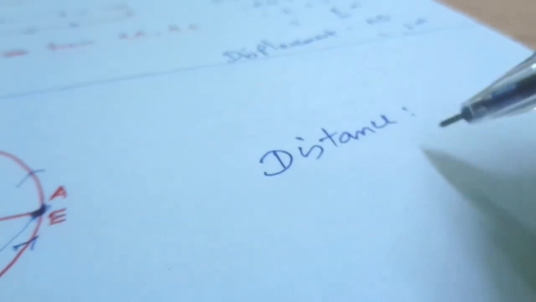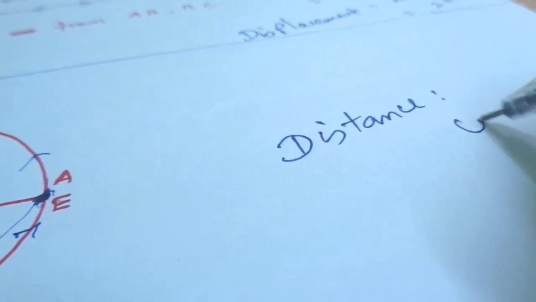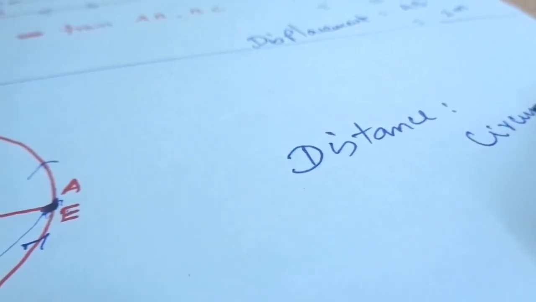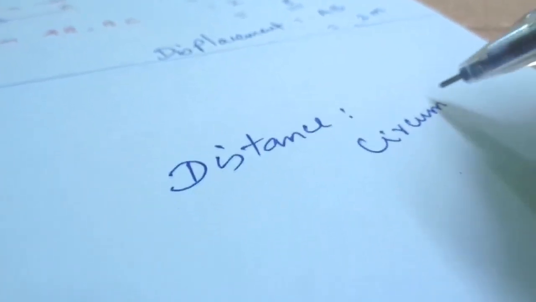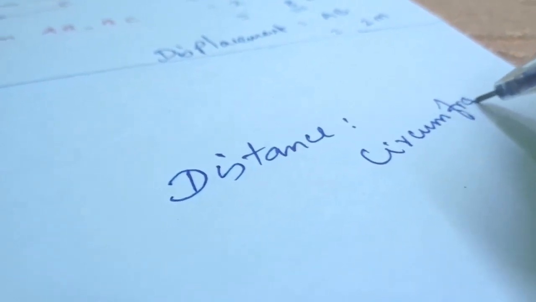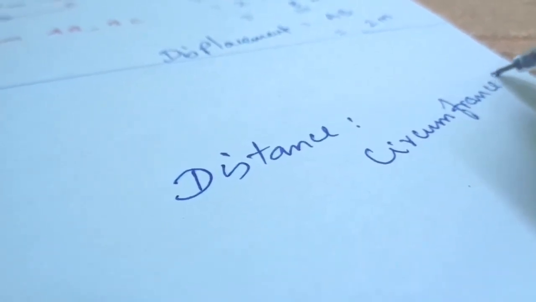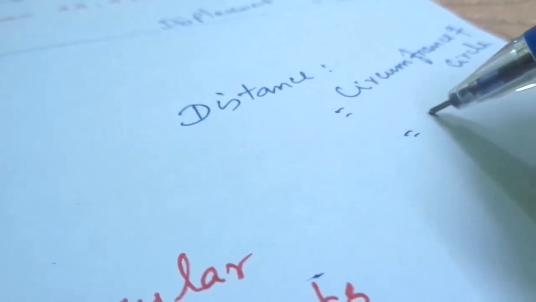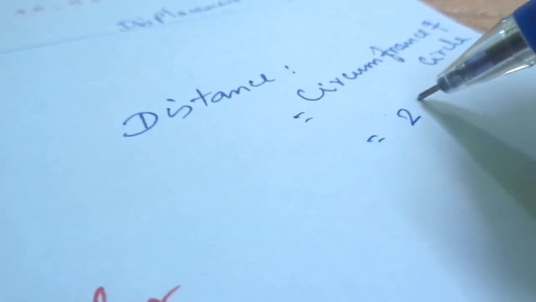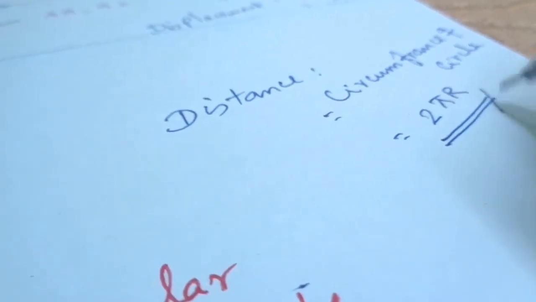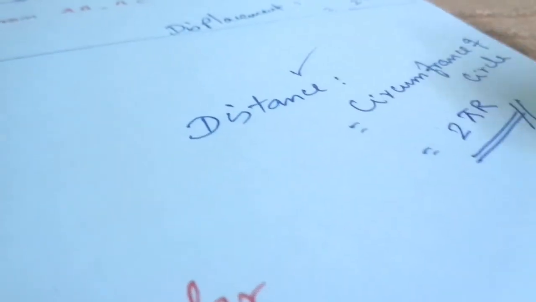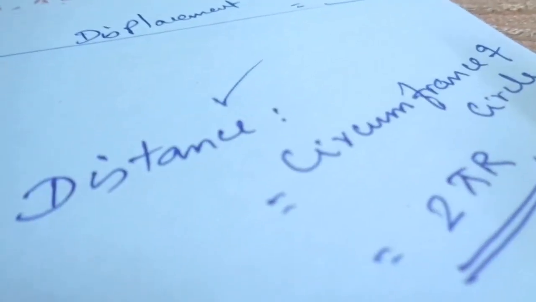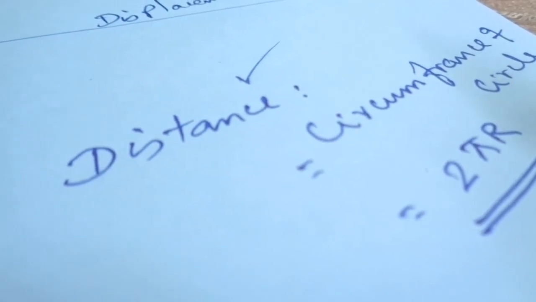Here is the circumference of the circle. What's the circumference of the circle? That is 2 pi capital R, the distance travelled by the object.